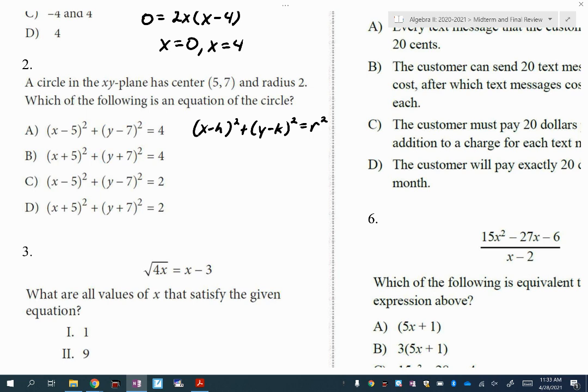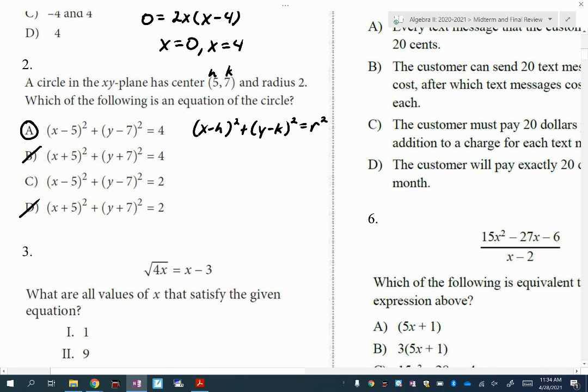H and k are from the center. All right, so this is actually h and this is k. And the big thing that students will mess up when they do this is that the formula uses subtraction. So when you use these numbers, you need to think opposite. So it's actually going to be x minus 5 and y minus 7. So I can cross out b and d because they forgot to think opposite. And then for the radius, that's r squared. So again, it's equal to the radius squared. So the radius is 2, and 2 squared is 4. So A is the answer.